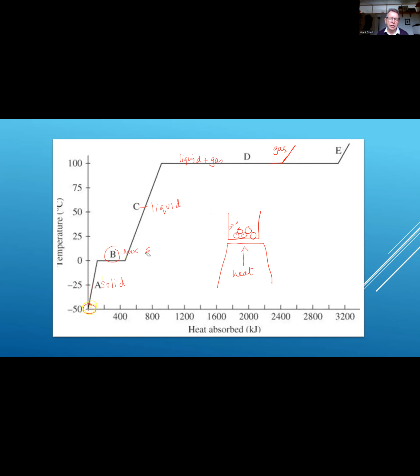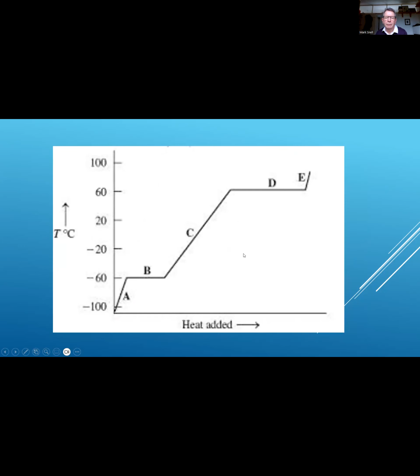The sort of question they ask is, what is happening at A? What is happening at B? What is happening at C? What is happening at D? And what has happened to temperature? What has happened to the particles? Are they further apart, further together, and so on? We go back to the last one.